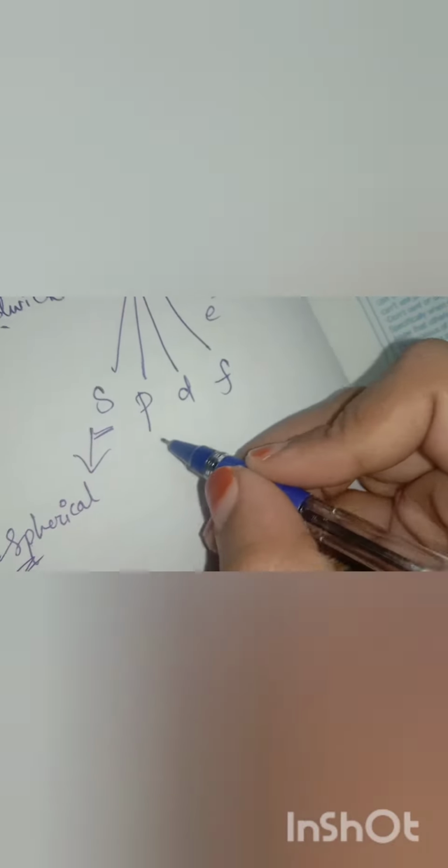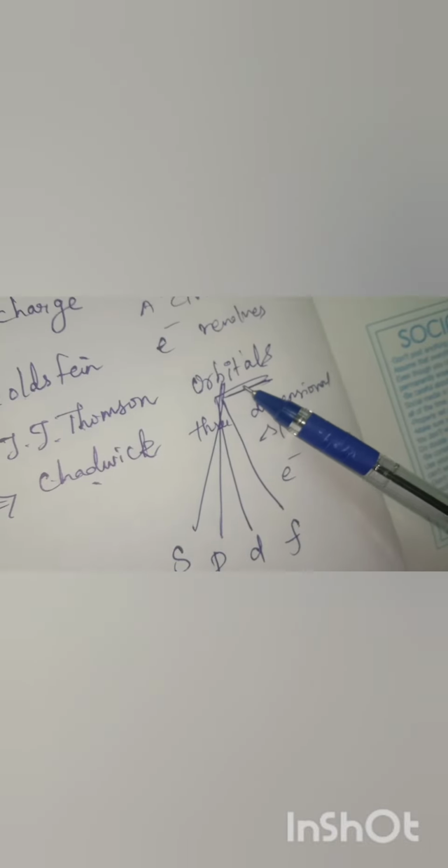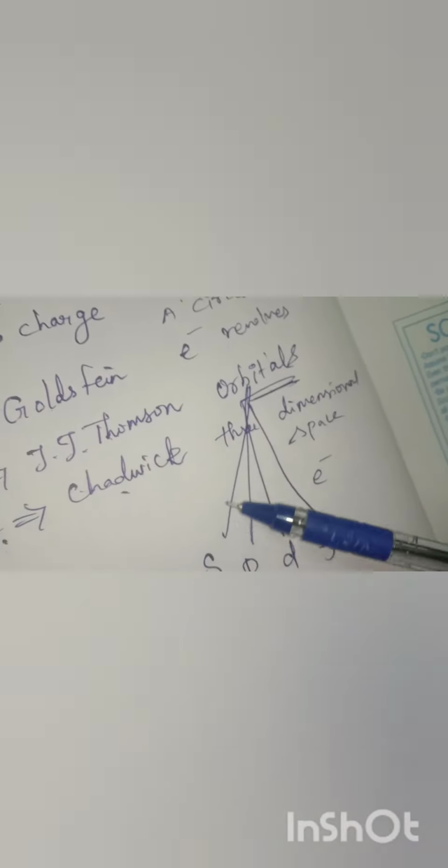What is the shape for S? S is a spherical shape orbital. P is a dumbbell shape orbital. Orbit means a circular path where the electron revolves around the nucleus, and orbital means a three-dimensional space where the probability of finding an electron is maximum, and the orbitals are divided into 4 types: S orbital, P orbital, D orbital, F orbital.